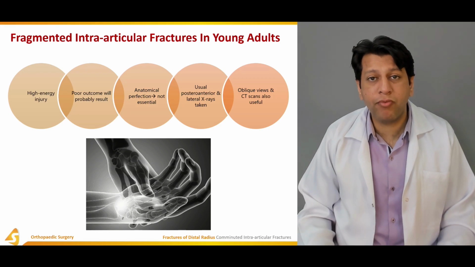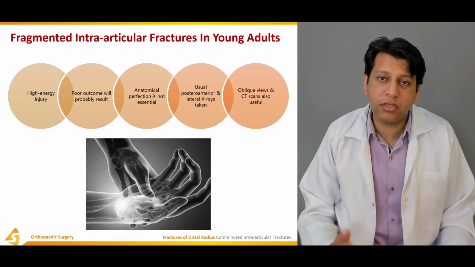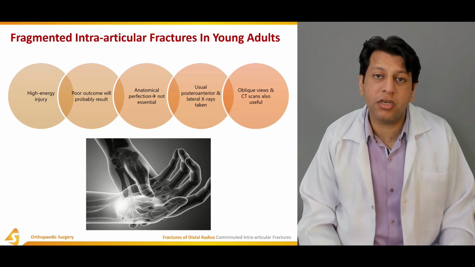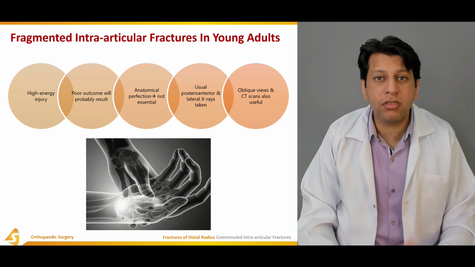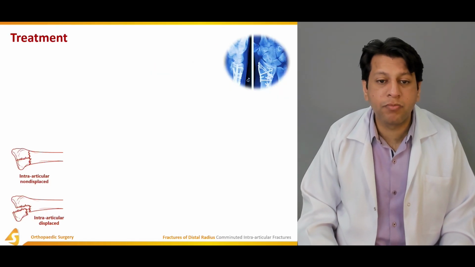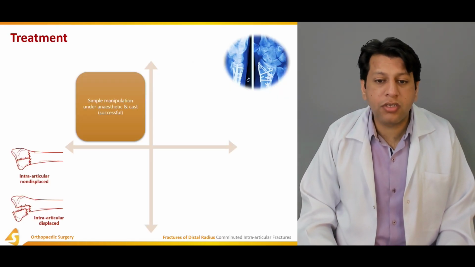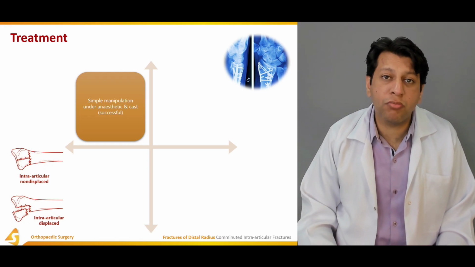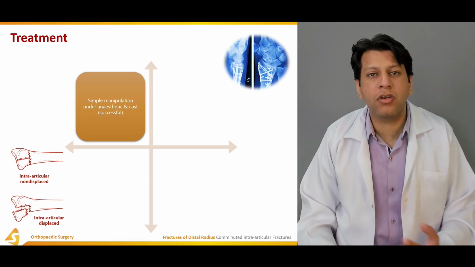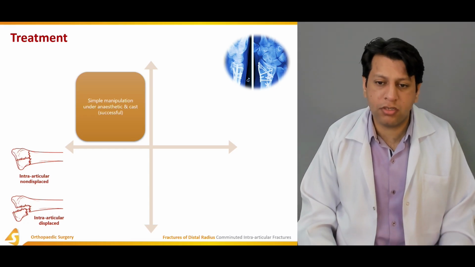Sometimes, instead of applying any kind of internal fixation, the comminution is so much that we have to just apply a distraction fixator and allow the fragments to heal in a malaligned manner. Treatment could be a simple manipulation under anesthesia and cast, but that is only if it is a transverse or oblique fracture, whether intra-articular or extra-articular, and there is no comminution.